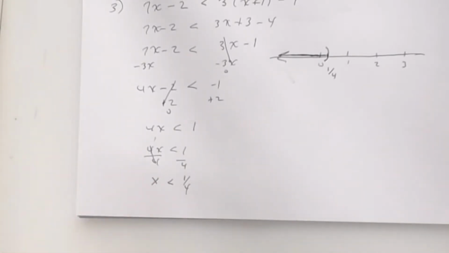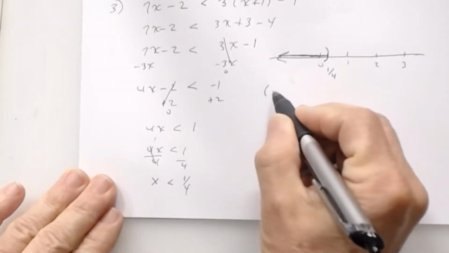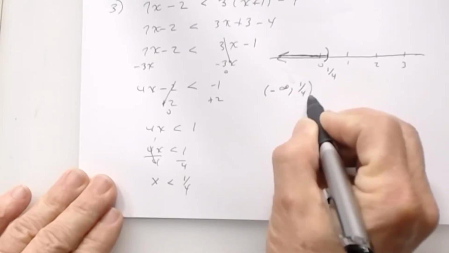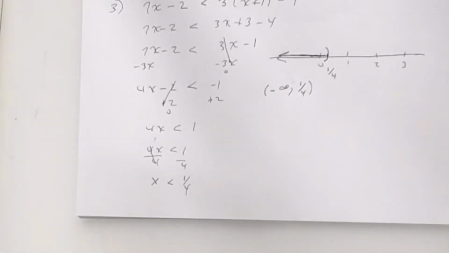Negative infinity. And whenever you deal with infinity or negative infinity, you're always going to use parentheses, regardless of whether you see equal signs or not. So you're going to say parentheses, negative infinity, comma, 1/4 with parentheses. So there's your interval notation.